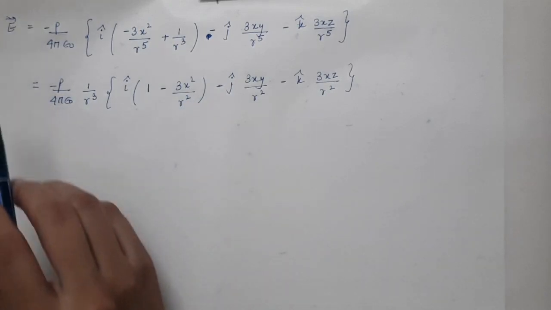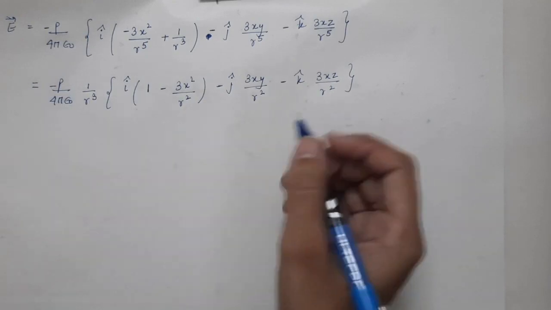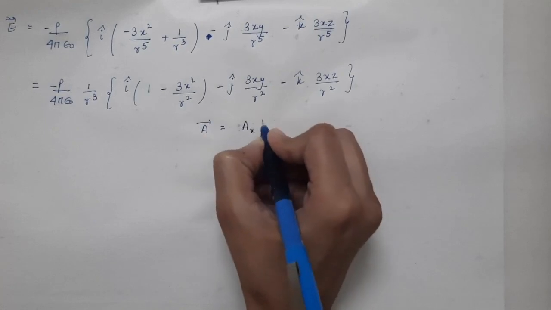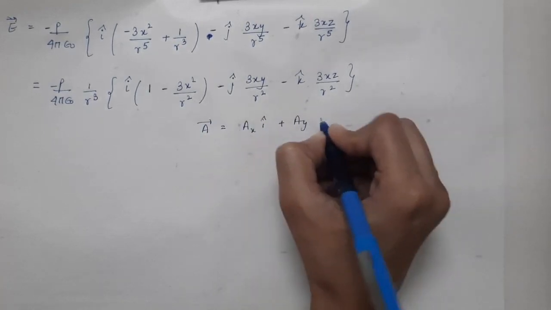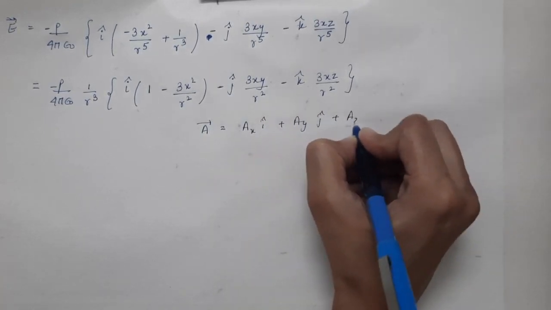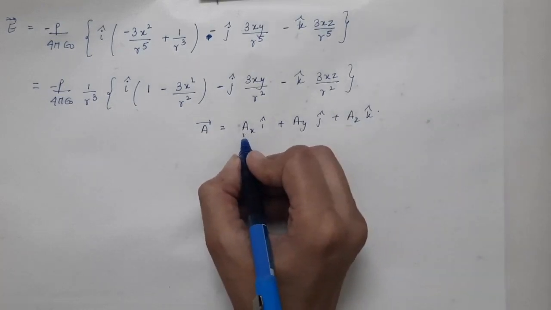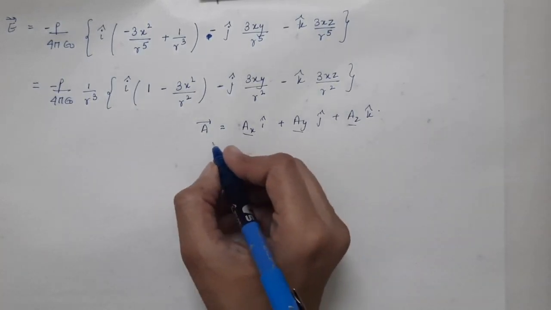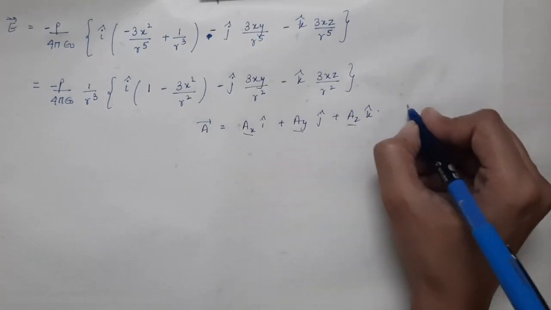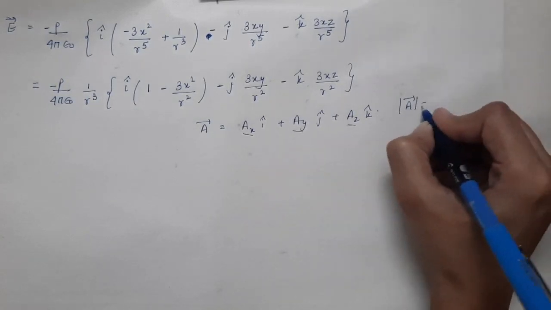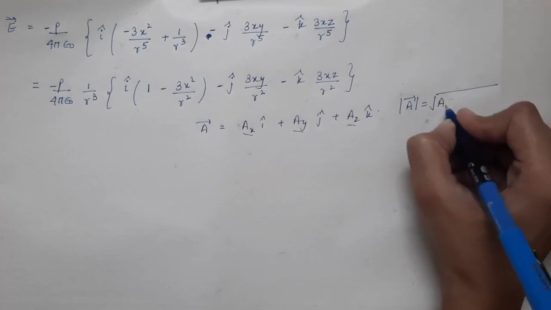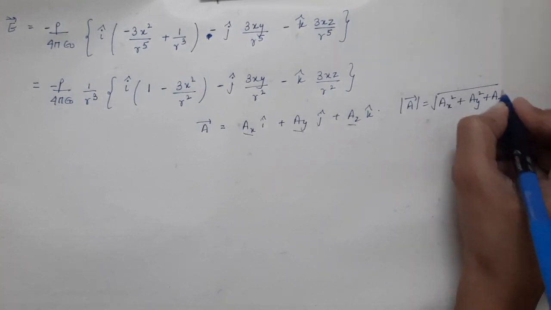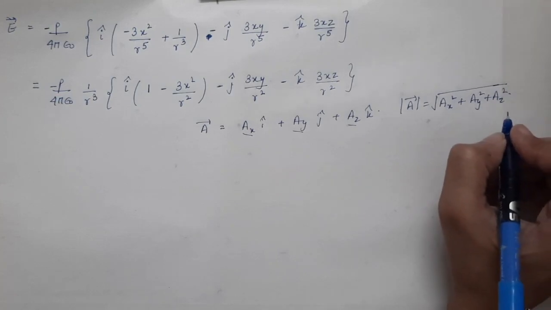So to find the magnitude of electric field, if I have a vector A, which is given by ax i cap plus ay j cap plus az k cap, so I am given its x component, y component and z component, and if I want to find the magnitude of this A vector, the magnitude of A vector is given by under root of ax square plus ay square plus az square. So this is how we find the magnitude of any vector.